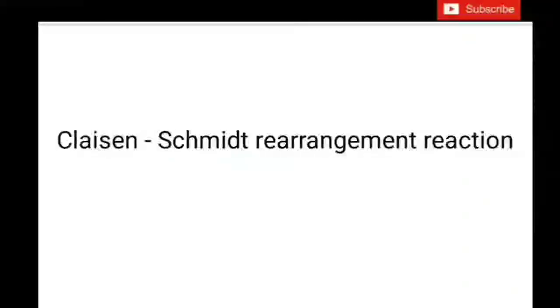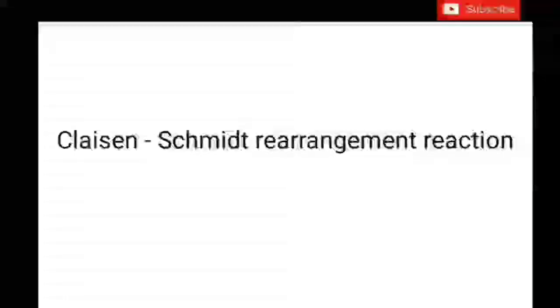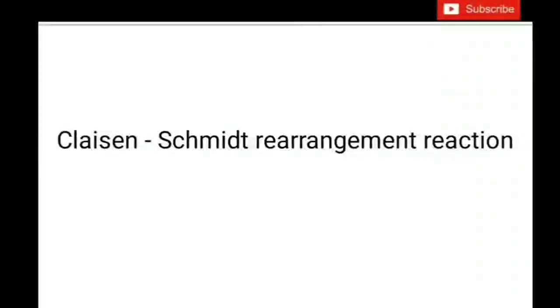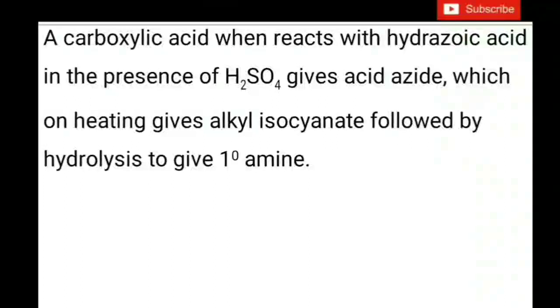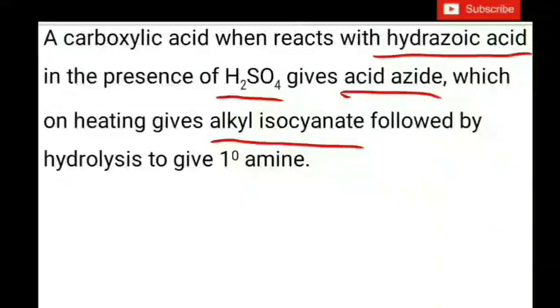In this video, I am going to tell you about Claisen-Smith rearrangement reaction and its mechanism. A carboxylic acid, when it reacts with hydrazoic acid in the presence of sulfuric acid, gives acid azide, which on heating gives alkyl isocyanate, followed by hydrolysis to give primary amine. This reaction is called Claisen-Smith rearrangement reaction.